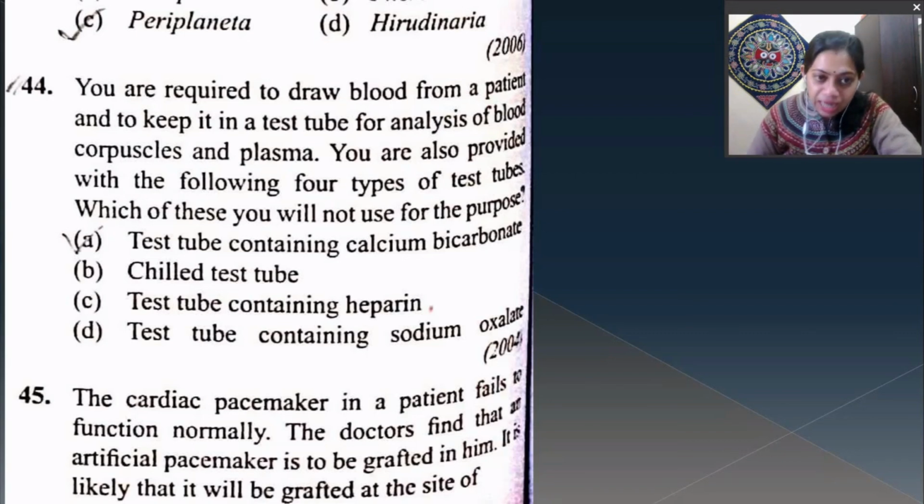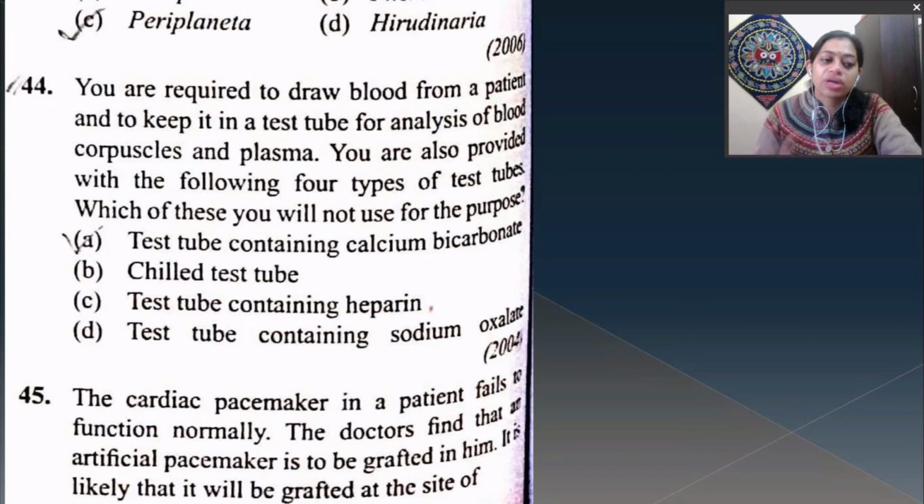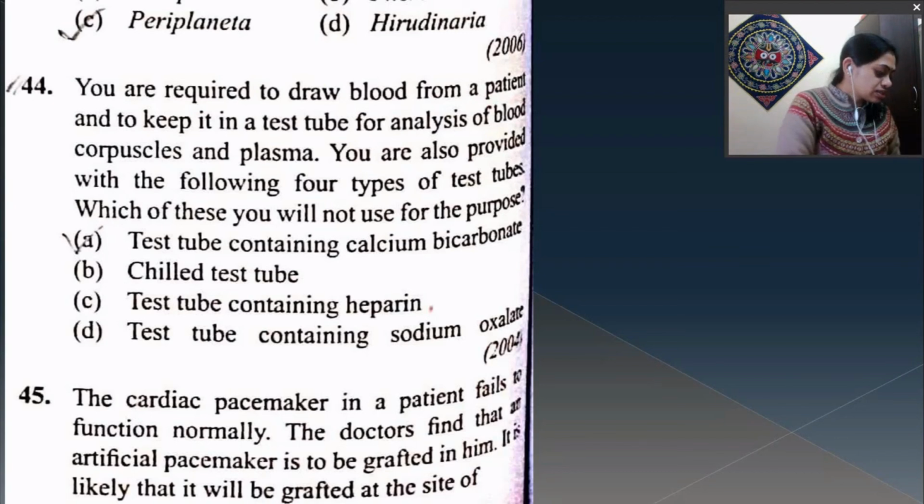Now the cardiac pacemaker in the patient fails to function normally. The doctors find that an artificial pacemaker has to be grafted to him. It is likely that it will be grafted at the site of. Okay, so this question is not complete. Okay, so a site of atrioventricular bundle, Purkinje system, sino or atrial node, or atrioventricular node. Okay, so इन में से correct answer.